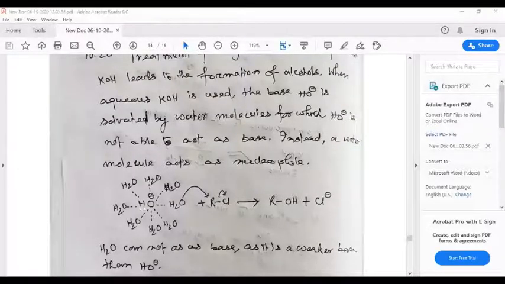So when aqueous alkali is used, the hydroxide is solvated by water molecules. Because hydroxide is a small charged ion, it is heavily hydrated by water molecules. Therefore, hydroxide cannot act as a base or as a nucleophile. Instead, a water molecule present in the solvation cell is going to act as a nucleophile, and that displaces the leaving group.